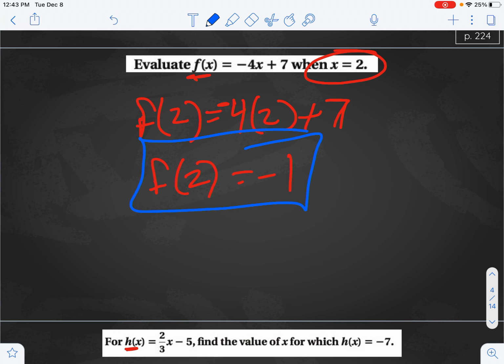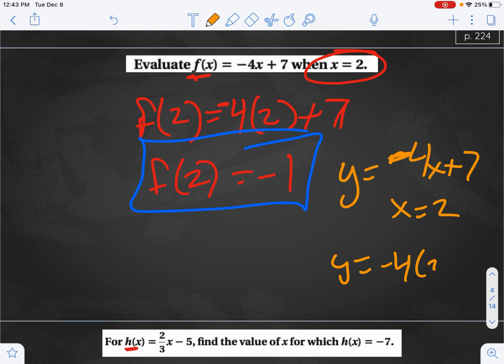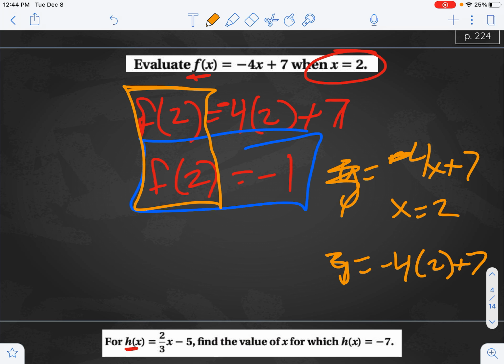And really it's the same or very similar to what we're used to. What we are used to right now is seeing y equals negative 4x plus 7. Evaluate when x equals 2. y equals negative 4 times 2 plus 7. Right? That's what we're used to, and we'd get the same answer eventually. But as you can see, with function notation, we take that y out of there and we introduce f of x, or in this case we're evaluating at f of 2.